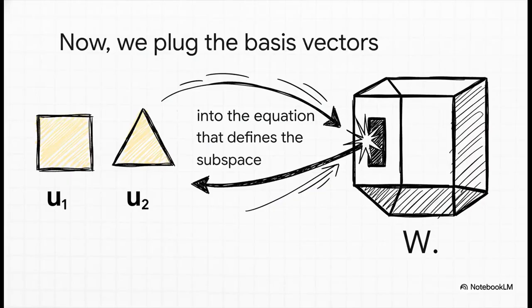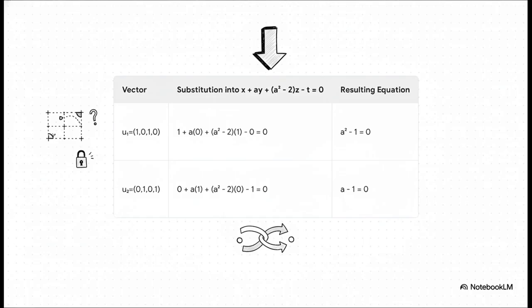Okay, this is the key moment. We just need to take these two basis vectors and make sure they play by W's rules. If they satisfy the condition for W, then the entire subspace of U will too. Let's plug them in and see what shakes out. So check this out. For our first basis vector, U1, we plug it into W's equation, and it simplifies down to a squared minus 1 equals 0. Nice. For our second vector, U2, it simplifies to something even better, a minus 1 equals 0.